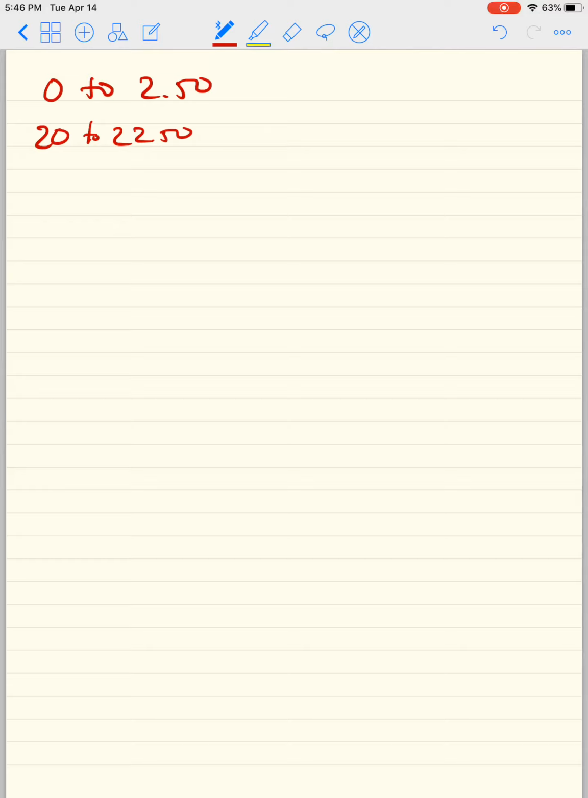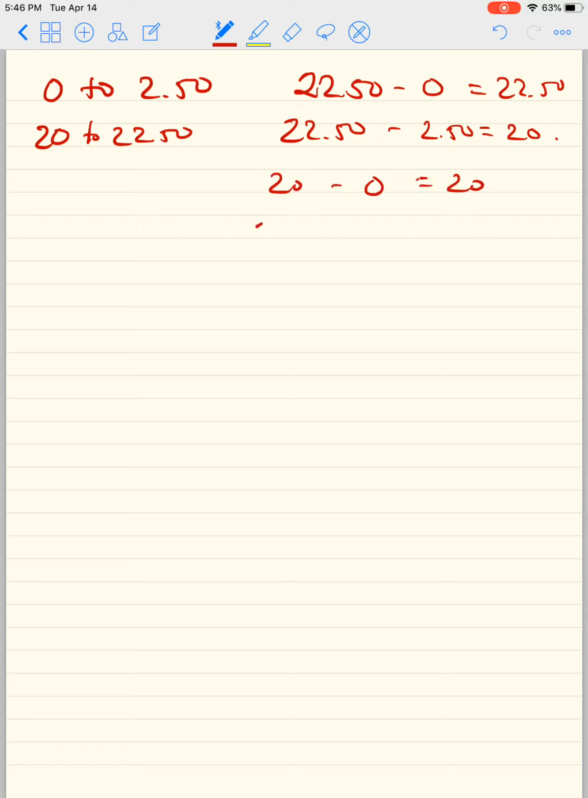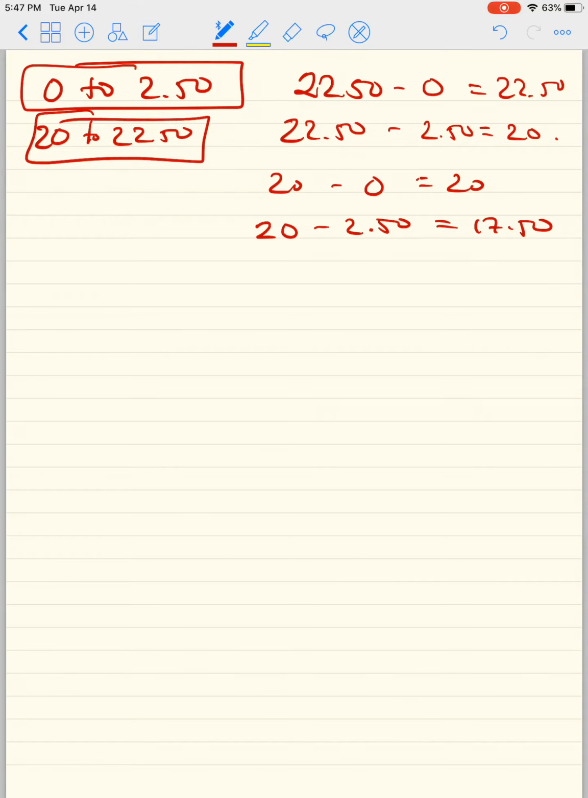Because think about it. If you do $22.50 minus 0, that's the highest. If you do $22.50 minus $2.50, that gives you $20, right? And if you try to do $20 minus 0, that would give you 20. And if you try to do 20 minus 2.5, that's going to be 17.5. You don't know what the numbers are, so it's safe to just say that this is the min and these are the max.